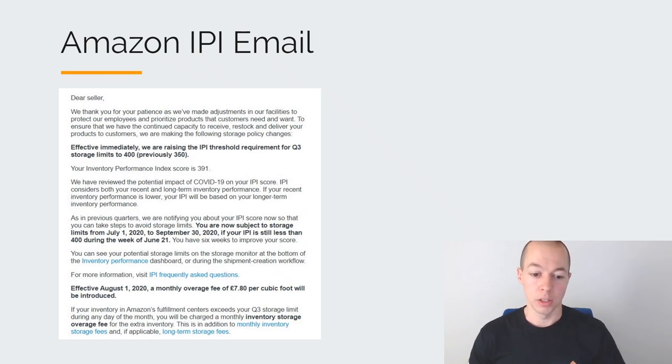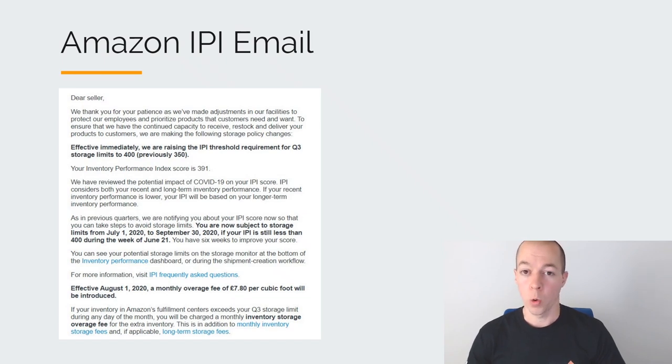And if you look at the next bit, it says, you are now subject to storage limits from the 1st of July to September 30th if your IPI is still less than 400 during the week of June 21st. So I've got 6 weeks to try to improve my IPI. Now, the only thing that's wrong on my IPI at the moment is my sell-through rate. So I need to try and find ways to generate more sales so that I can improve my sell-through rate and hopefully stop my IPI dropping, send it into reverse and get my IPI to start increasing.